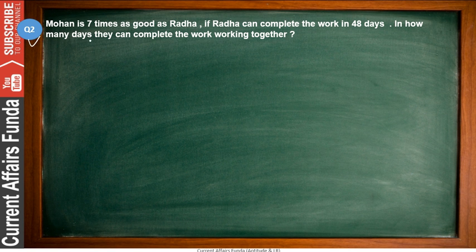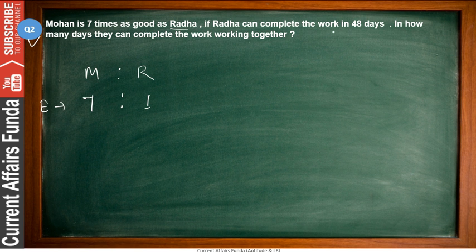Mohan is 7 times as good as Radha. Okay, so Mohan is 7 times as good as Radha. M stands for Mohan and R stands for Radha. If Radha is 1, then Mohan is 7. Okay, so these are the efficiencies of Mohan and Radha.